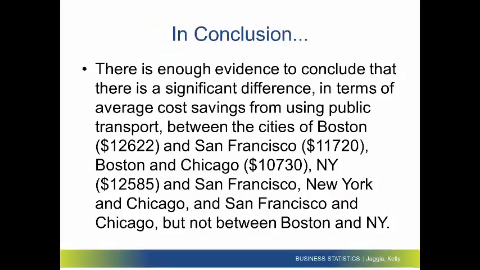In conclusion, for this example, we can say that apart from New York and Boston, there is evidence of a significant difference in terms of the average cost saving from using public transport between the cities of Boston and San Francisco, Boston and Chicago, New York and San Francisco, New York and Chicago, and San Francisco and Chicago. Note the means are contained on the slide so that you can see when comparing means which mean is higher. Okay, that's one way and over.